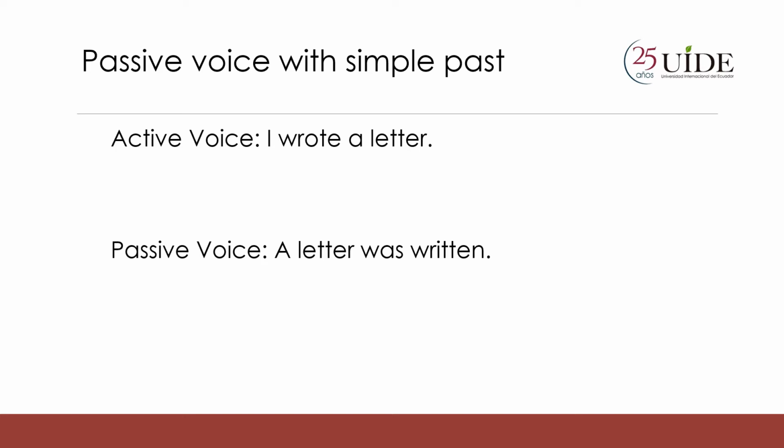As you can see here, we have the active voice. I wrote a letter. So we have to identify the object, because the object, in this case a letter, is going to become the subject of the sentence in the passive voice. The second thing is to identify the tense. In this case we have wrote, past tense. This is going to change to was written. So we need to use the verb to be in past, in this case was, plus the verb in past participle.